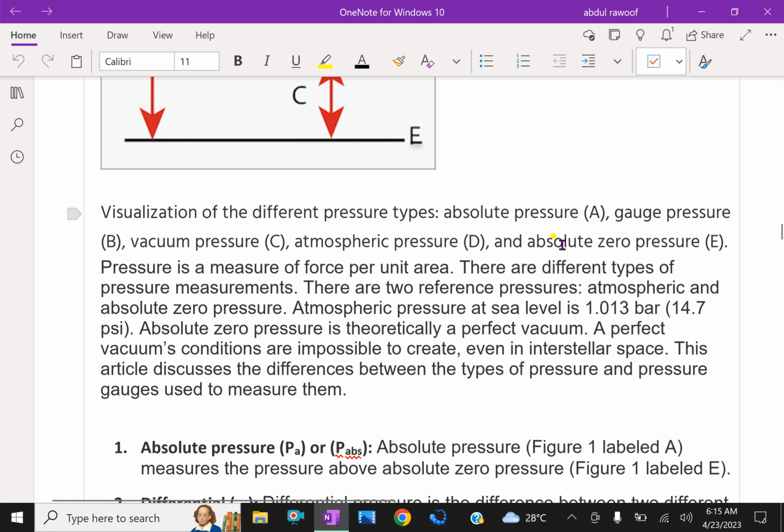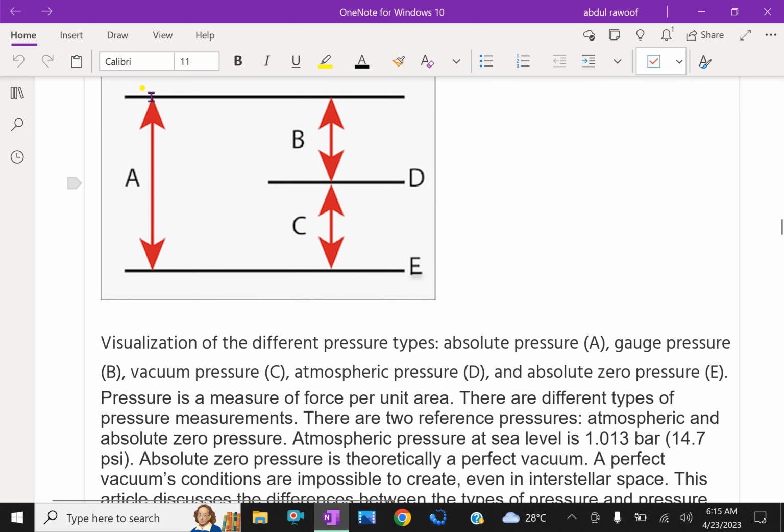Absolute pressure, that is A here, this is called an absolute pressure, and gauge pressure, this is a gauge pressure, and vacuum pressure, this is C. The atmospheric pressure is D in this. The absolute zero pressure is E, this absolute zero pressure is here.